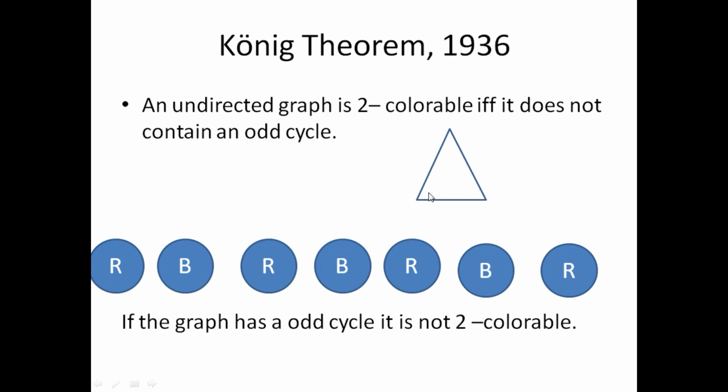So for example, if you take the triangle, there is a 3-cycle here. The number of nodes and the number of edges in this triangle is 3. So this cannot be a bipartite graph. Let's look at the proof of this theorem. So one way is easy. If the graph has an odd cycle, then it's not possible to color it with 2 colors. Okay.